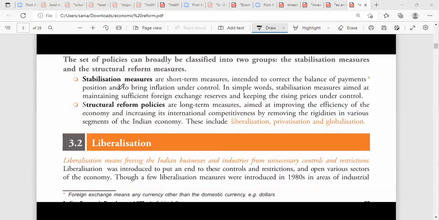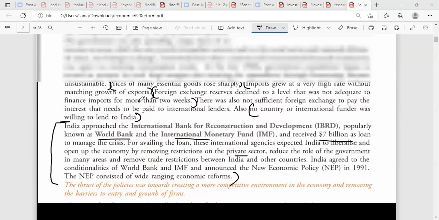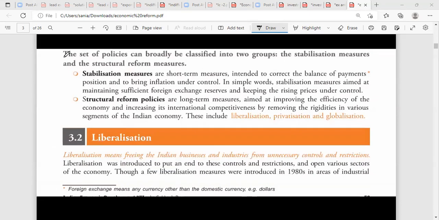Now, next thing we are going to do is, the set of policies can be broadly classified into two groups: stabilization measures and structural reform measures. We already discussed that India is going to adopt the new economic policy, right? So the policies India is going to follow are basically divided into two: first, stabilization measures, and second, structural reforms.